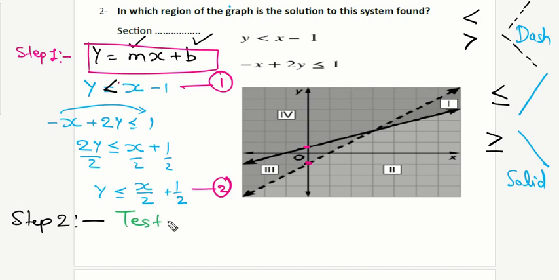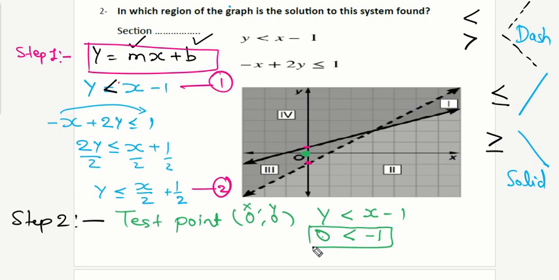Test point, you can take any point. Usually we take 0 comma 0. Okay, so now check for this. For a dash line, the test point 0 comma 0 is here, right? Now y less than x minus 1. This is x, this is y. Y is less than x, which is 0, minus 1.